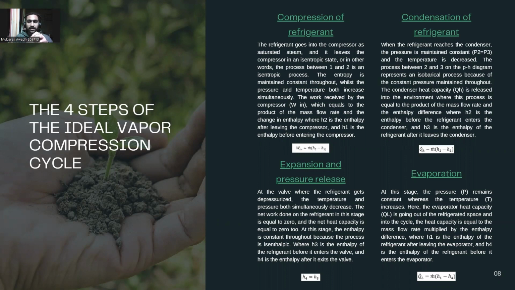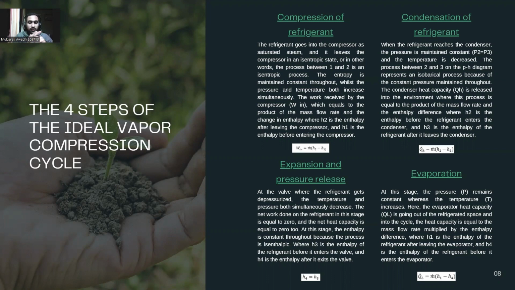The condenser heat capacity QH is released into the environment, where this process is equal to the product of the mass flow rate and the enthalpy difference, where H2 is the enthalpy before the refrigerant enters the condenser and H3 is the enthalpy of the refrigerant after it leaves the condenser. So QH equals mass flow rate multiplied by H2 minus H3.